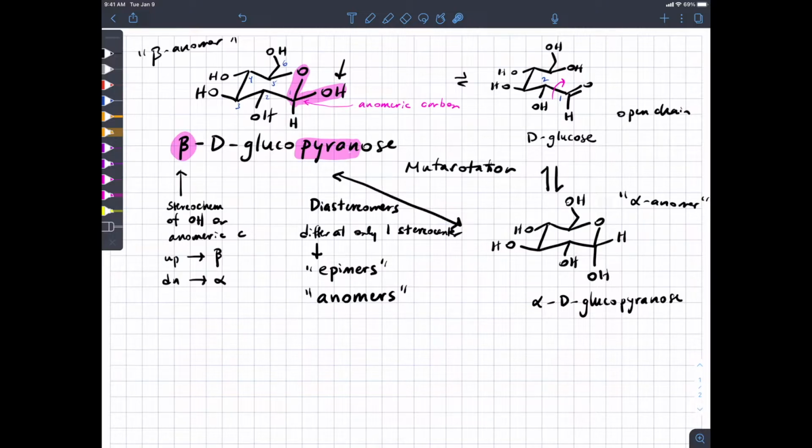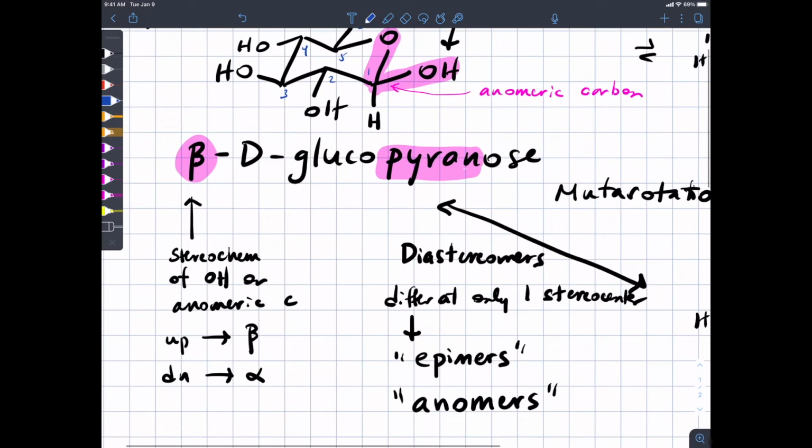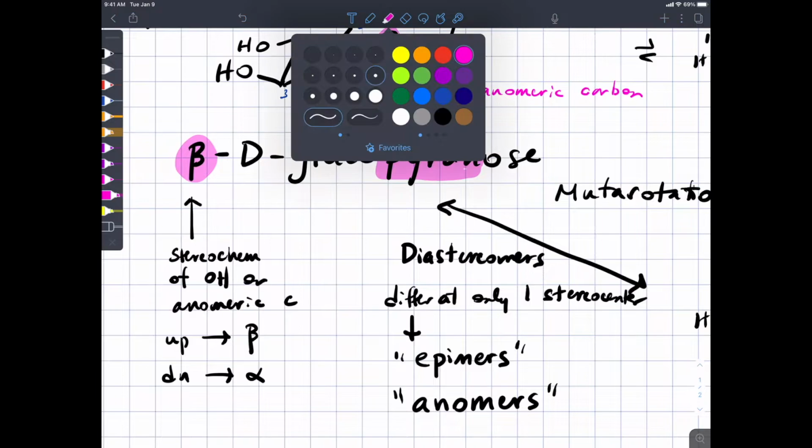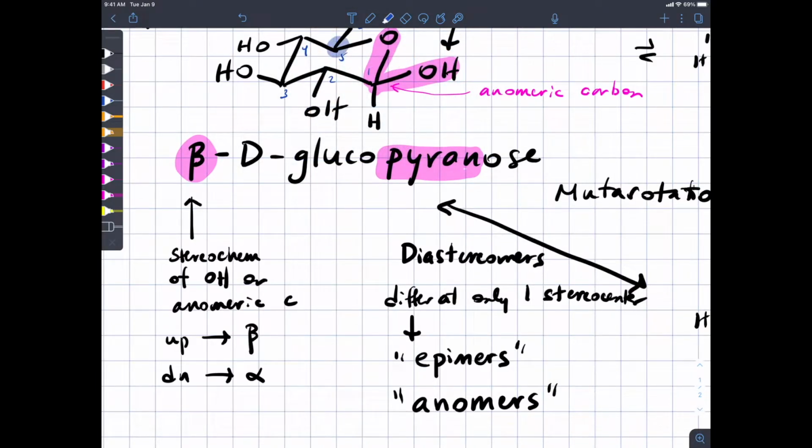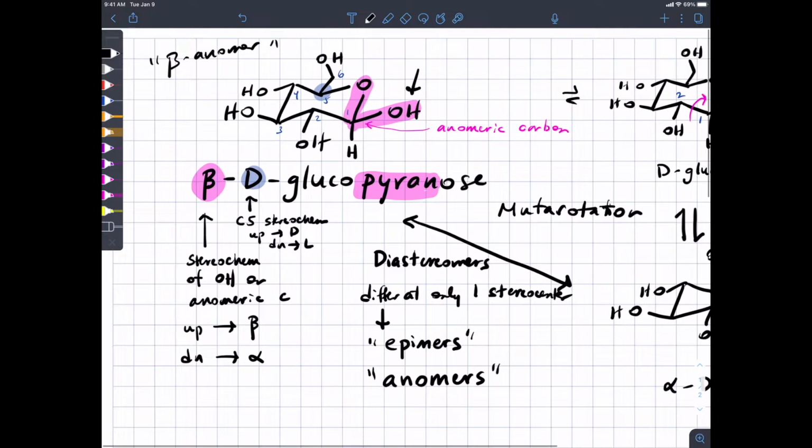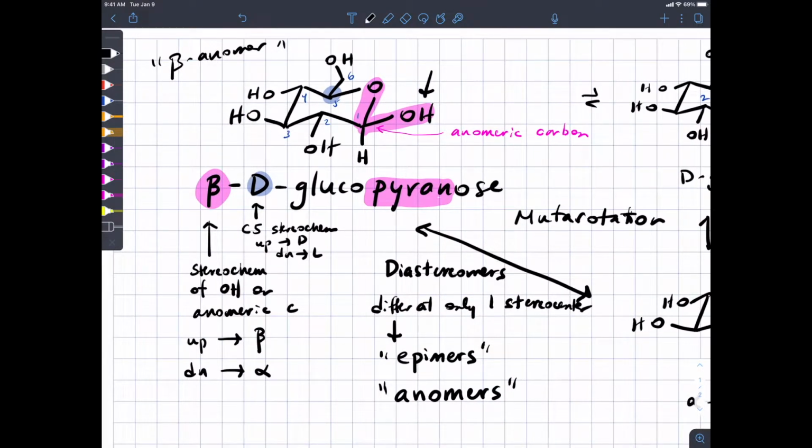D refers to the stereochemistry at carbon 5. Yeah, D is carbon 5 stereochemistry, and if it's up, it's D. If it's down, it's L. Those are two archaic forms of naming stereoisomers. With amino acids, we talked about L amino acids versus D. We have a similar system for sugars.